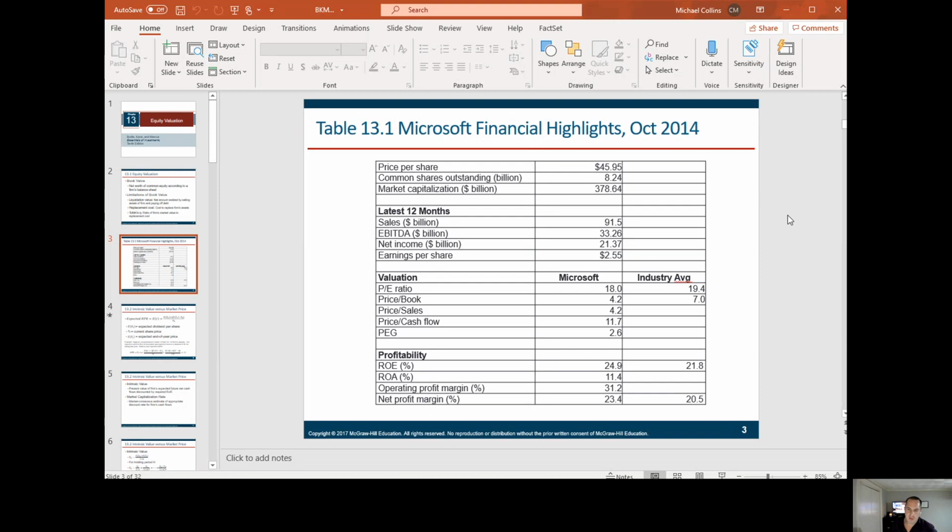This is just financial highlights from Microsoft saying, in 2014, it had a price to earnings ratio of 18 against the industry, price to book of a 4. Now, remember I said price to book for home builders is a 2. It would be expensive. For software companies, it's completely different. So something else to consider. PEG ratio, 2.6.